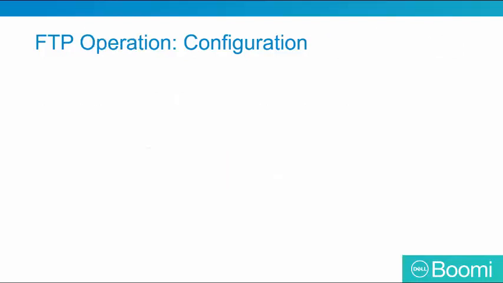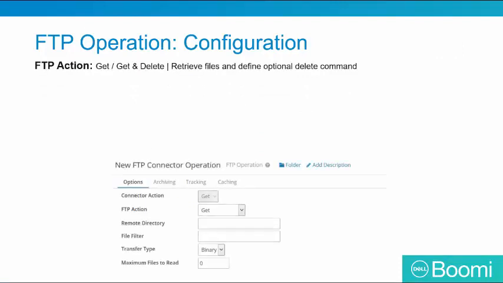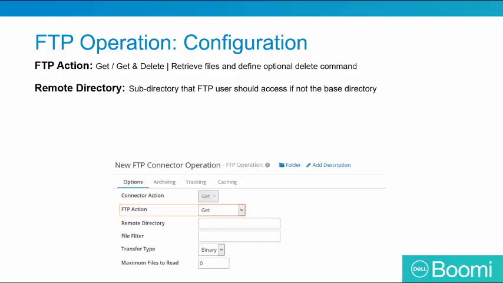For all FTP read requests, there are some common fields in the operation component. The first is the FTP action. This will be either get or get and delete. You will be retrieving the files and then defining an optional delete command. Remote directory is the subdirectory if the FTP user needs access deeper than the base directory.